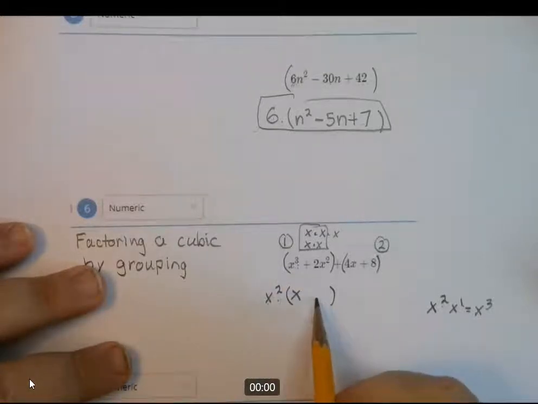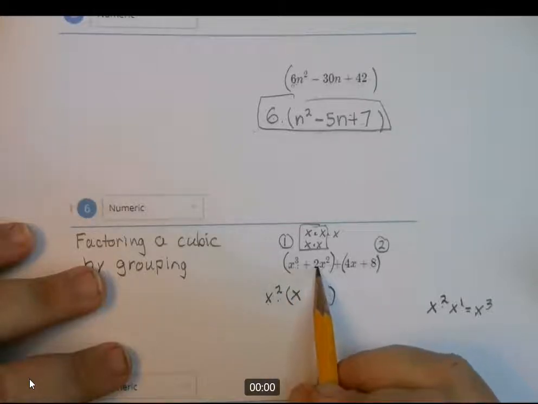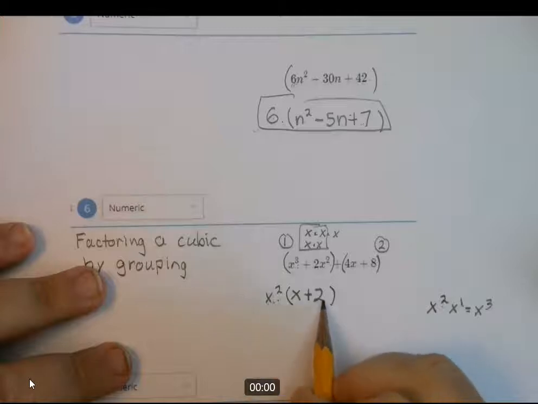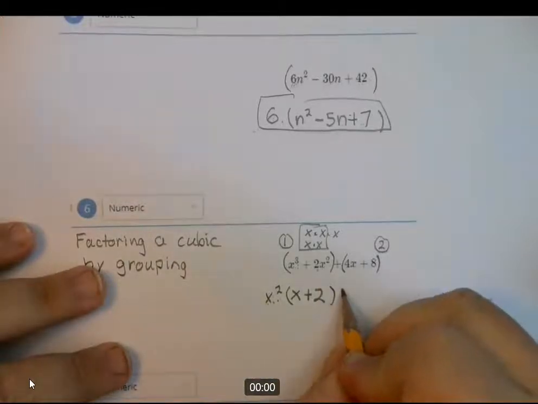Now x squared times what would give us 2x squared? Well, you already have the x squared. You don't need any more x's. You just need the 2. So it would be plus 2. So x squared times 2 is 2x squared. Okay, let's come over here and do this one.